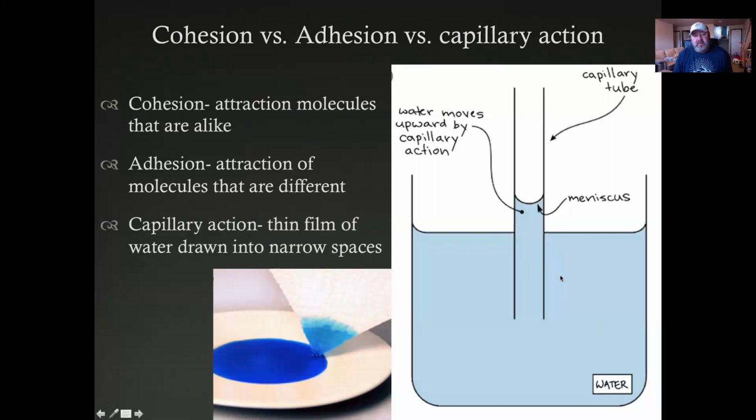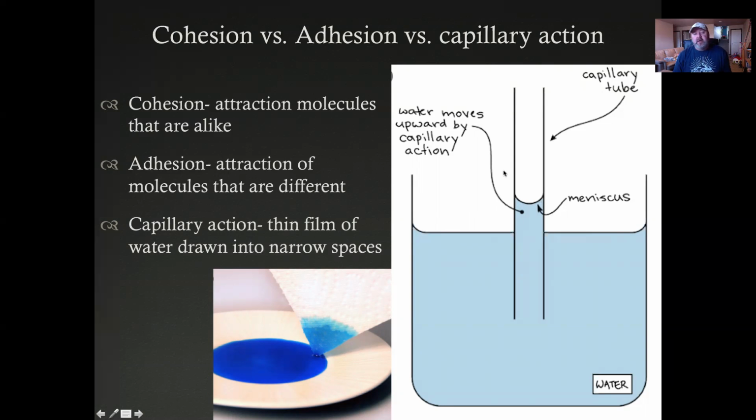Adhesion is a little bit different. Adhesion happens when there's an attraction for molecules that are unalike or that are different, okay? So the molecules of the container here are different than the molecules of water, but the water molecules still have an attraction for the walls of the container. The same thing happens in the straw. We see this little area where it dips down right there.